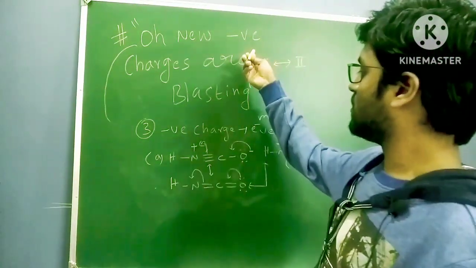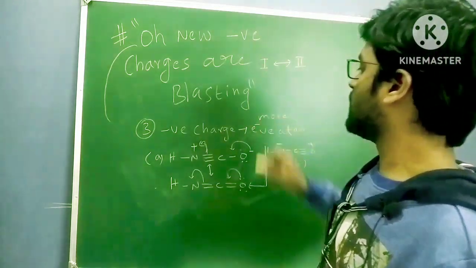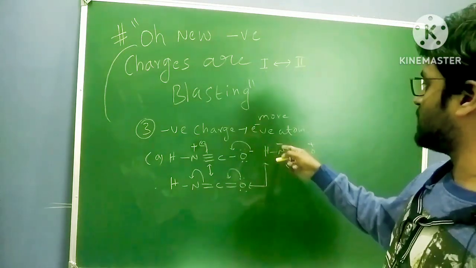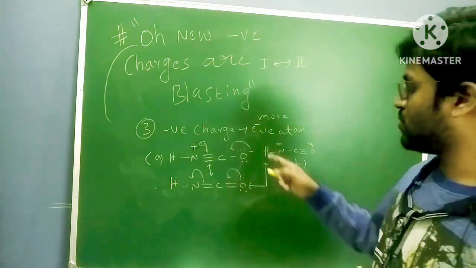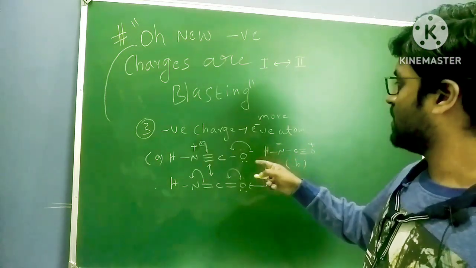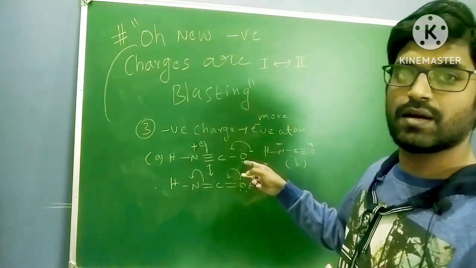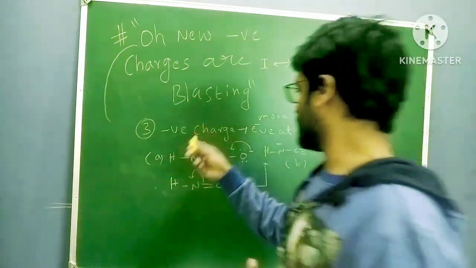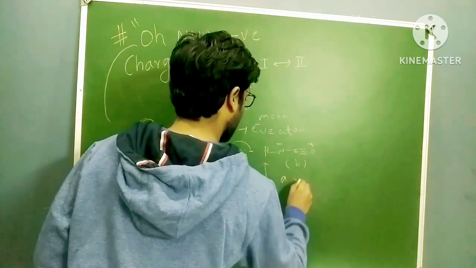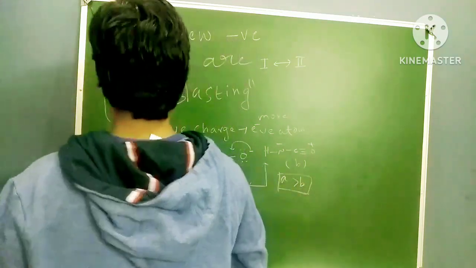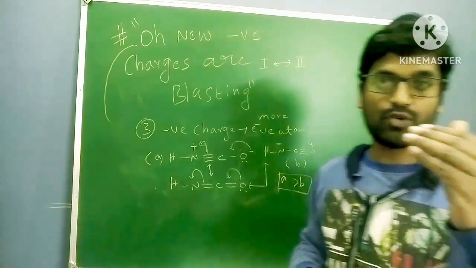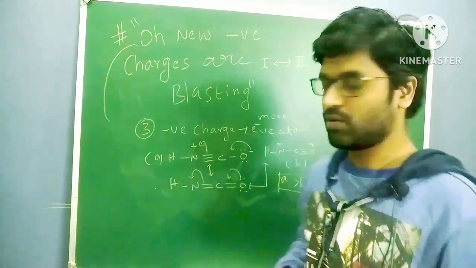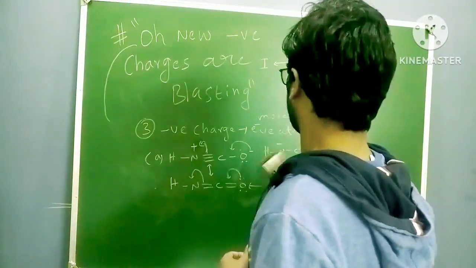Third rule. What is the third rule? More negative charge should be on the more electronegative atom. Here positive charge on nitrogen, negative charge on oxygen. Here negative charge on nitrogen, positive charge on oxygen. Negative charge should be on the more electronegative atom, and oxygen is more electronegative. So negative charge on oxygen is more stable. So in these two, A is greater than B. Clear? You have to go through the first rule, second, third, like this, to check the stability.